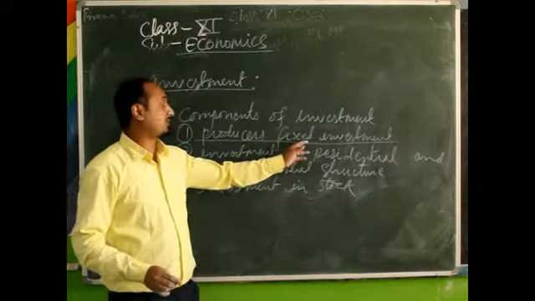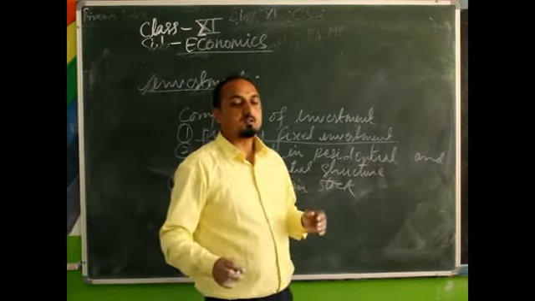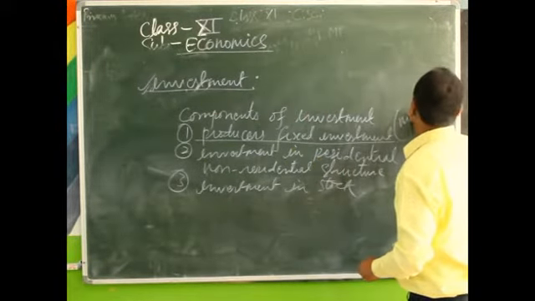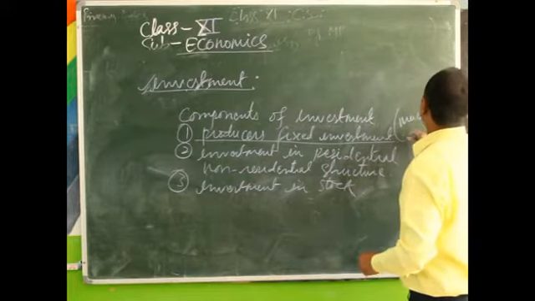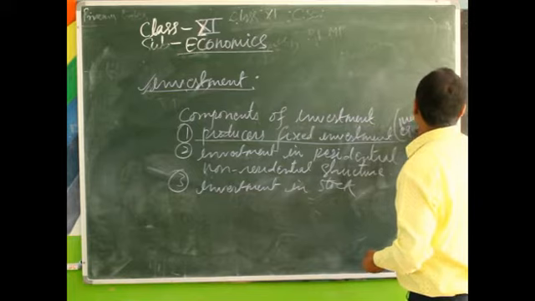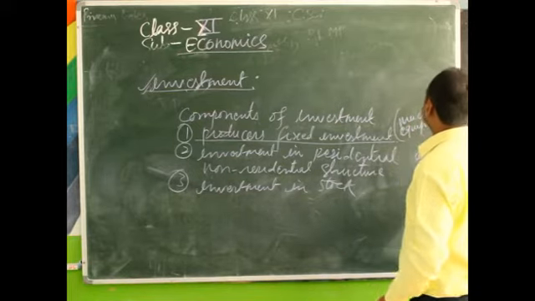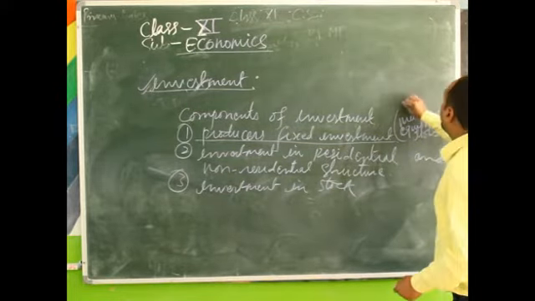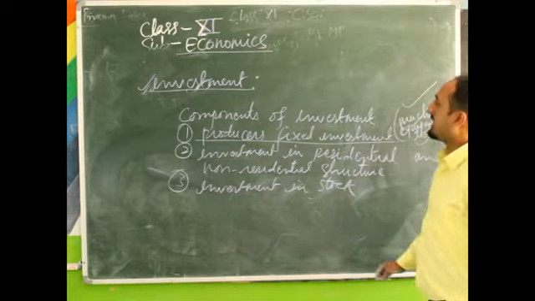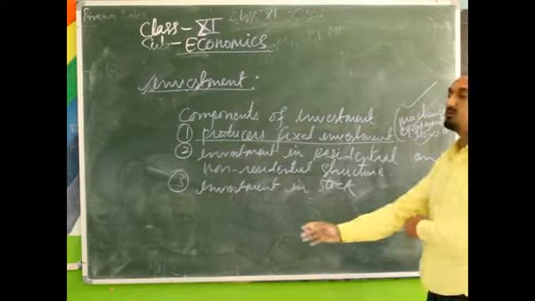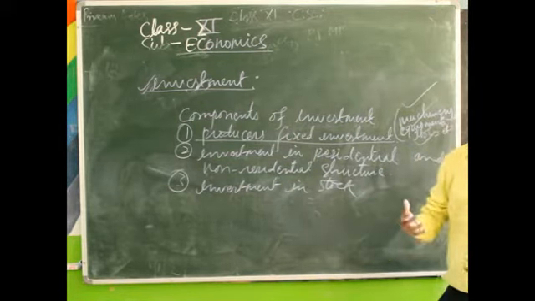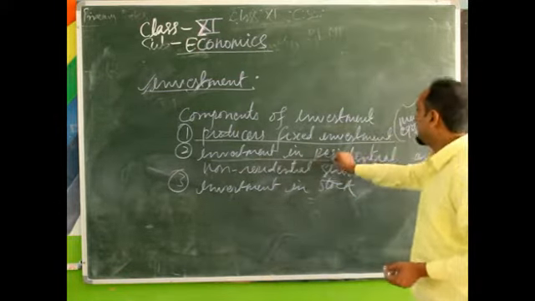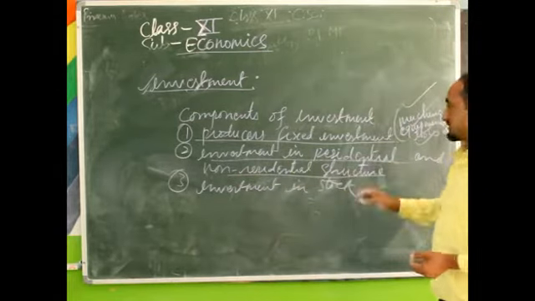So first one, producers' fixed investment. What will be included here? Fixed investment means when the producers are purchasing machinery, equipment, tools, etc. Investment on machinery, equipment, tools, etc. is producers' fixed investment, because that machinery can be used in the production process and that will generate income for the producers.